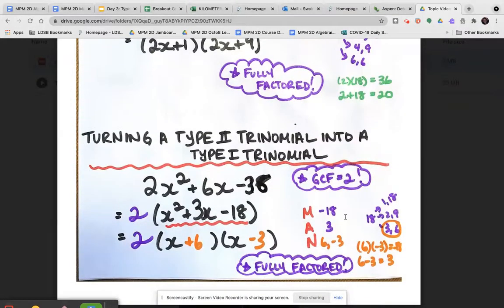Okay, so hopefully these examples will help you as you work on some of your type 2 trinomial problems.